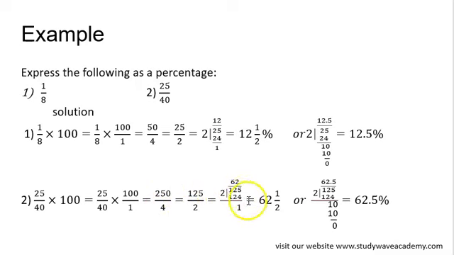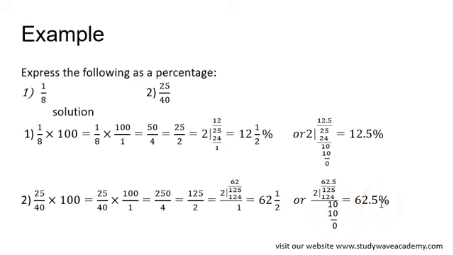We do the long division method, and when we do that, we have 62 1 over 2 percent. Sorry, I forgot to put the percent here. So we have 62 1 over 2%, or we turn it into a decimal. When we do our long division and have our remainder 1, we put a point here and add 0. When you add 0, we say 5 times 2 gives us 10, and then it's 0. So our answer is 62.5%.